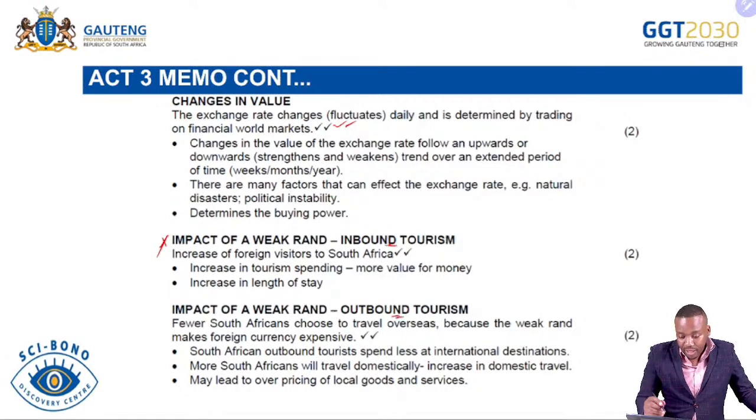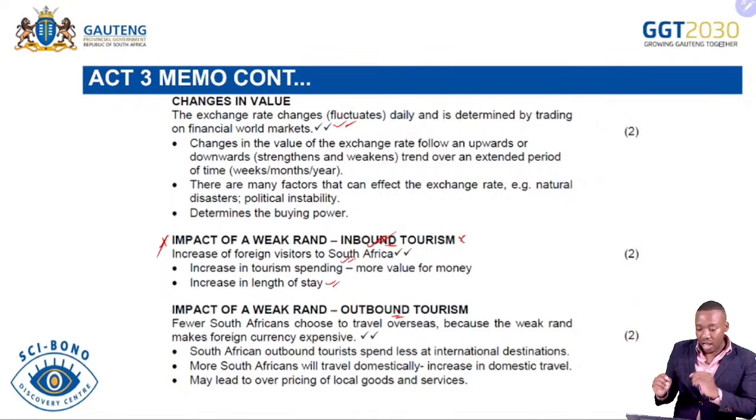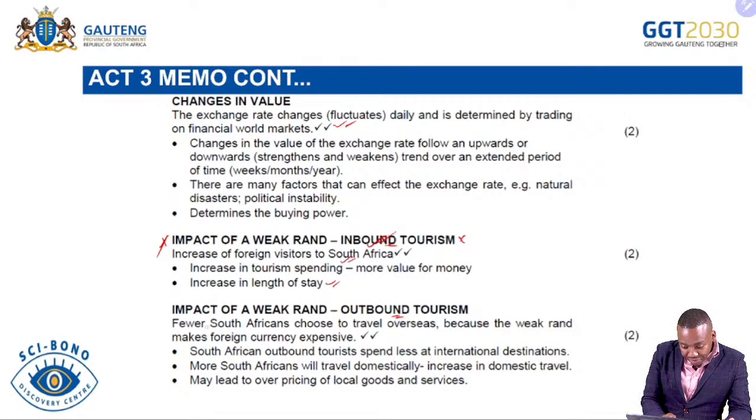On inbound, obviously, a weak rand will cause what? An increase in foreign visitors to South Africa. A weak rand will cause what? An increase in tourist spending, meaning more money. A weak rand will cause what? Increase in length of stay, meaning people are going to stay longer. This is inbound tourism. Outbound now, a weak rand will cause what? Fewer South Africans will choose to travel overseas because the currency is weak. South African outbound tourists will spend less at international destinations, and so on and so on.